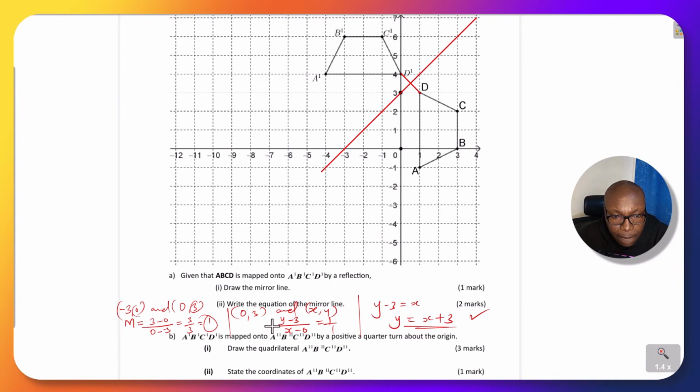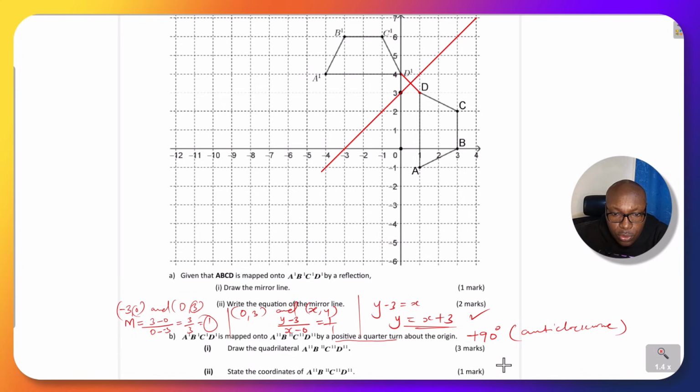Part B, A prime, B prime, C prime, D prime is mapped onto A2, B2, C2, D2 by a positive quarter turn about the origin. This is a positive quarter turn about the origin. So that one, positive quarter turn, is represented by positive 90 degrees. And you should know that this is anti-clockwise. That is, the direction of that rotation is anti-clockwise for a positive quarter turn.